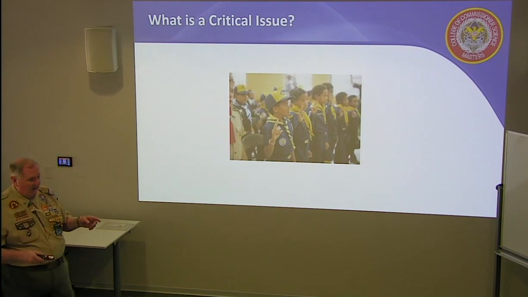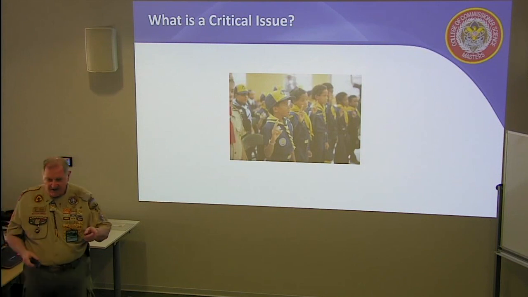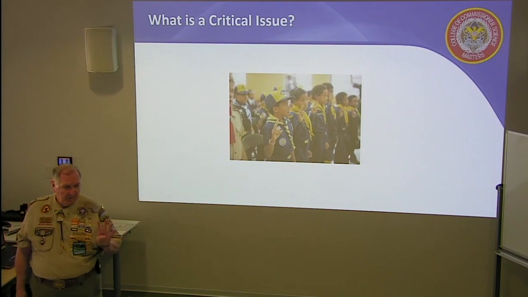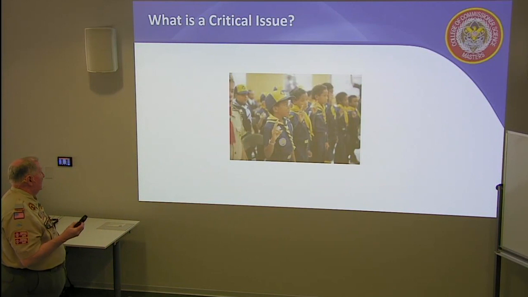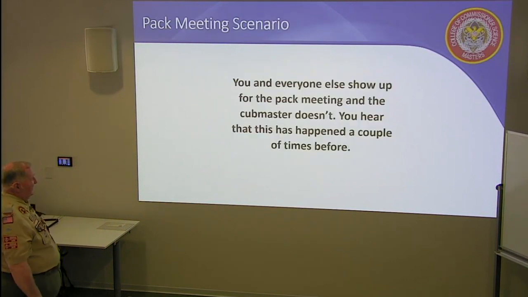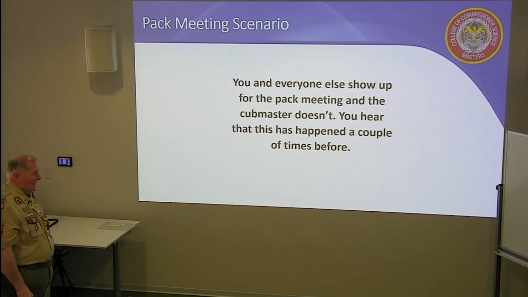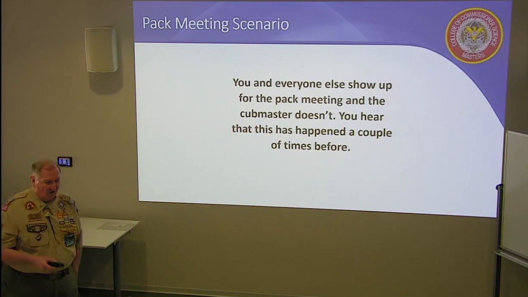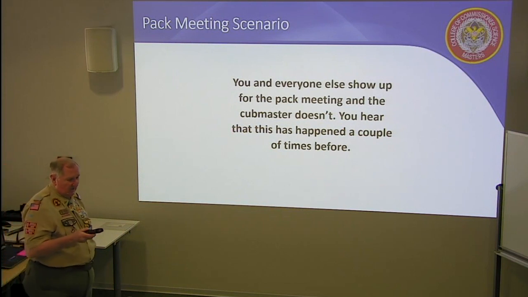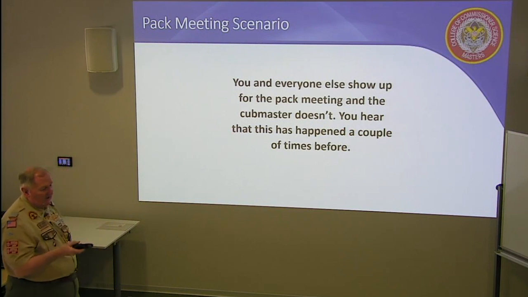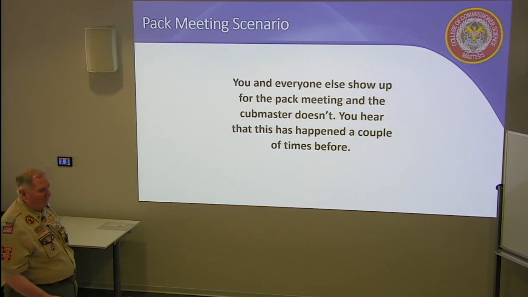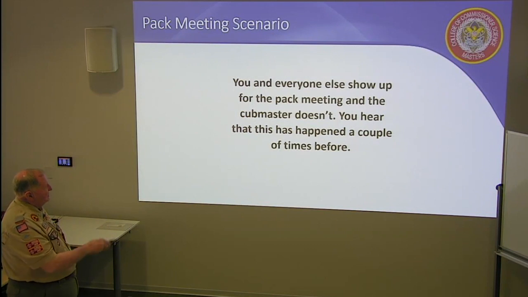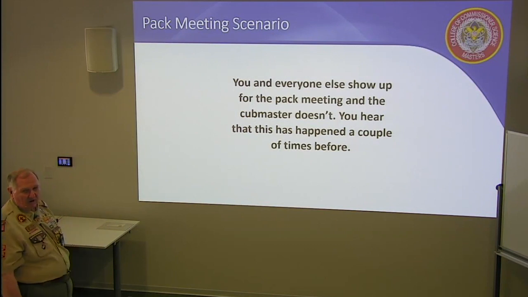Okay. Now, in your little packets that I give you, you have a scenario there. This is our first scenario of 4. Okay. And the scenario itself is this. You and everyone else show up for the PAC meeting and the Cub Master doesn't. You hear that this has happened a couple of times before. Now, I want you to take that sheet of paper that you've got, using your matrix system, grade this unit. Tell me what you think, what would you do to help this unit to overcome?